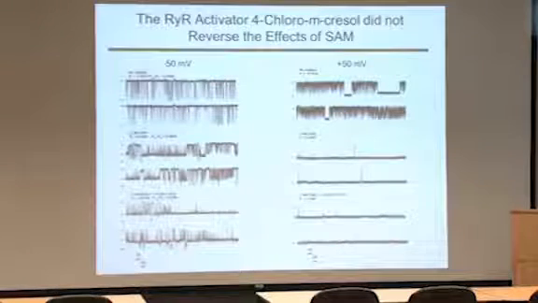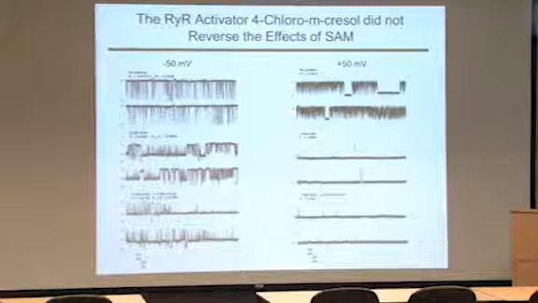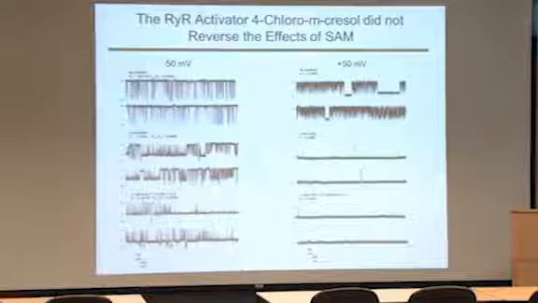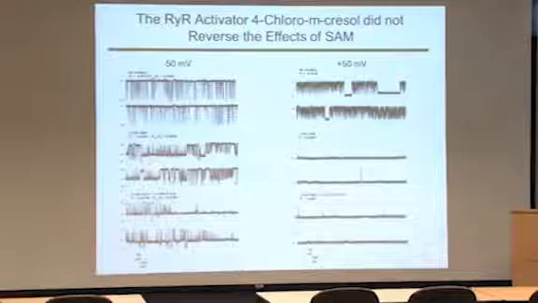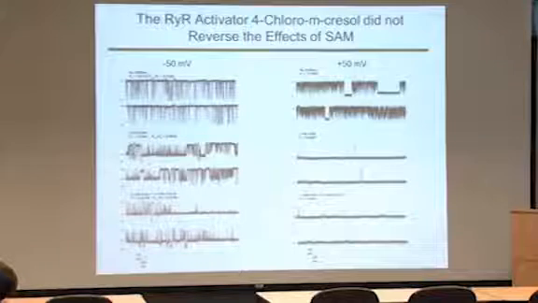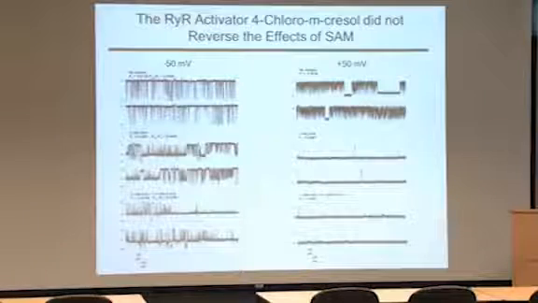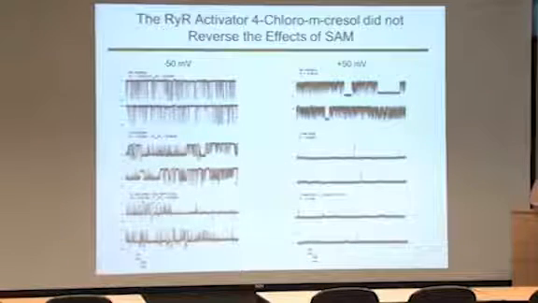But could it just be that when you add a channel activator, it overcomes the effects of the SAM? So we added this other channel activator, 4-chloro-m-cresol, which is a pretty well characterized channel activator. What we see at minus 50, we have control traces with the openings going downward. 2 millimolar SAM causes a substate. You add the 4-CMC, and there's no reversal of the subconductance. At plus 50, openings are upward under control conditions. SAM inhibits the channel. You add the CMC, you get no reversal. So the reversal of these effects of SAM seems to be specific to ATP.